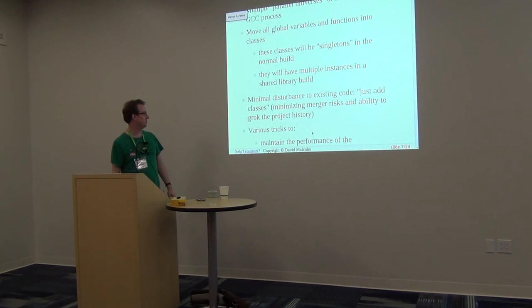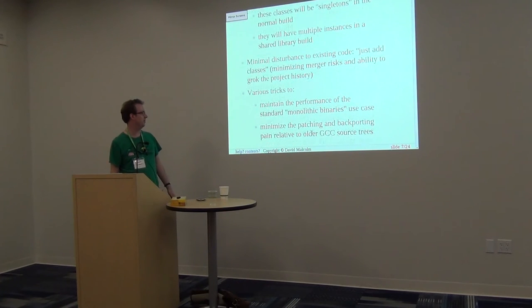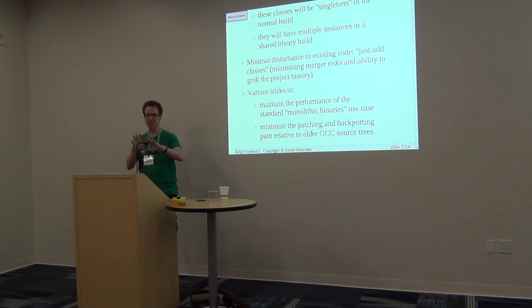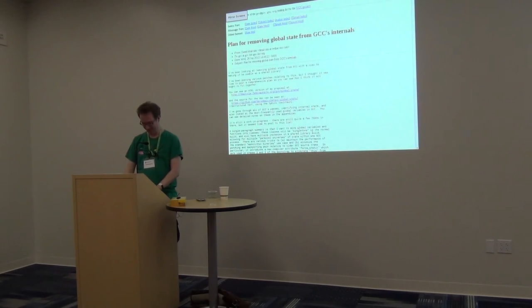And the various tricks to maintain the performance of monolithic binaries versus minimizing patching, whilst actually achieving the goal of zero global variables, well, actually one global variable, the global, in the main build. So where are we?